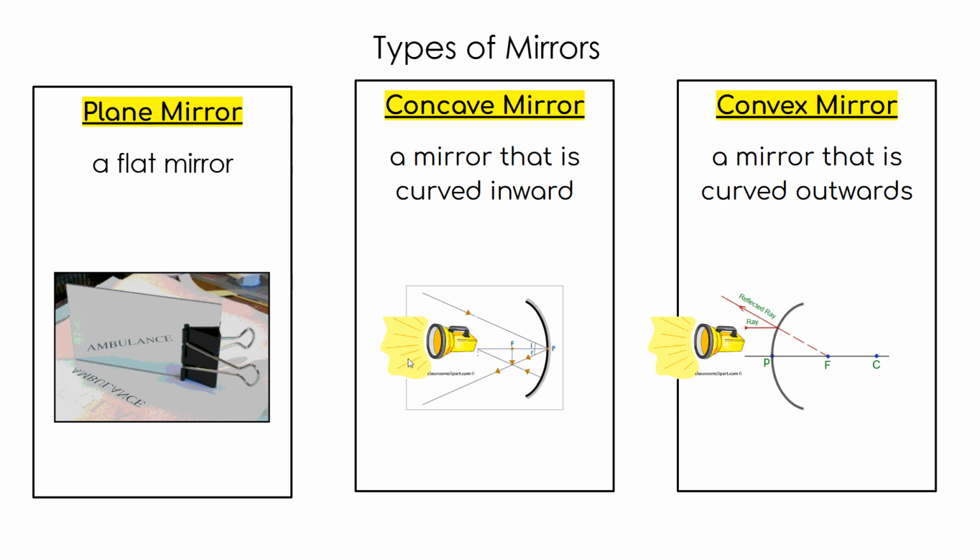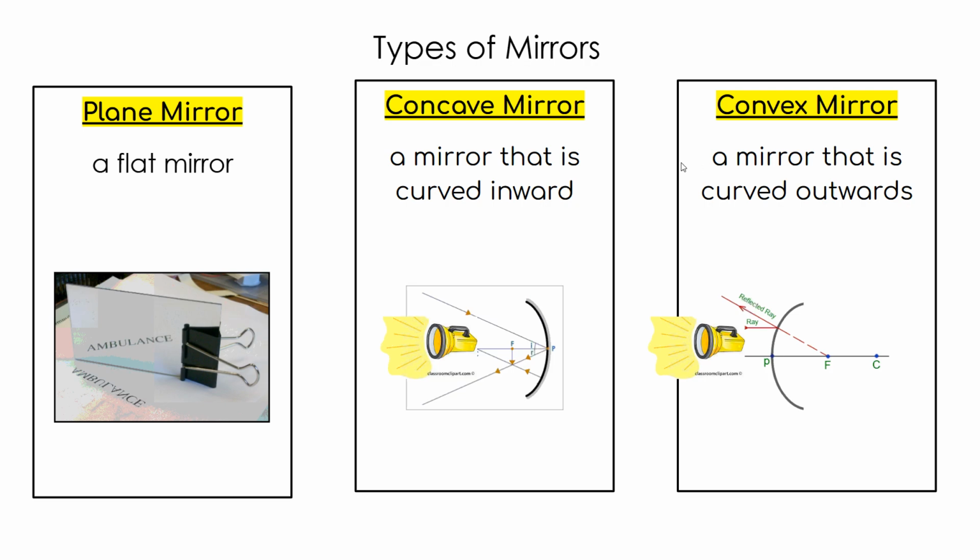Types of mirrors. Most of you are familiar with plane mirrors, and those are the flat mirrors that we typically see in our bathrooms, in our homes, right? Concave mirrors are mirrors that are curved inward, so they make a cave. Two interesting facts about concave mirrors: sometimes they cause images to look inverted or upside down, and they are used for magnification, so you'll see them in microscopes and in telescopes.